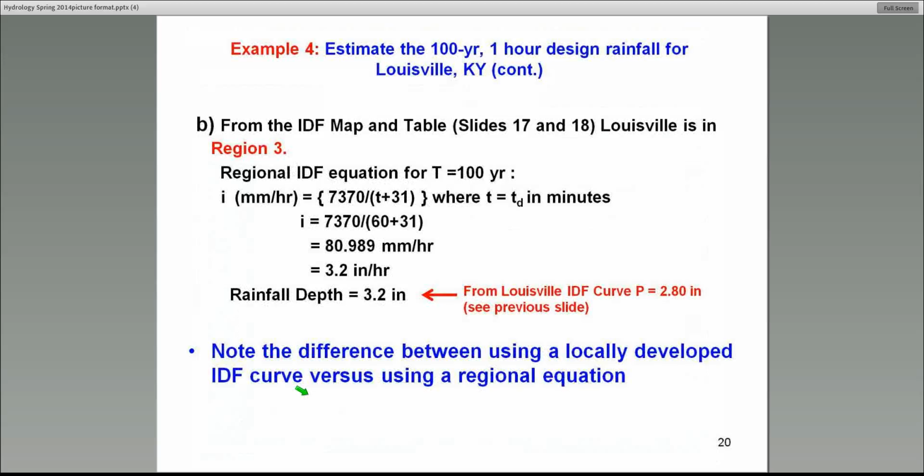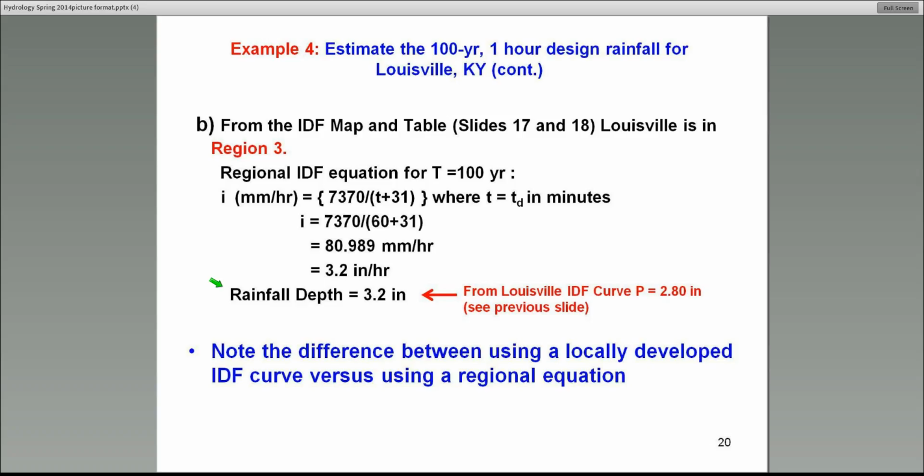Okay. Now, what I've done is set up a small example for you to show you the use of that equation as well as the IDF curves. In this case, I just chose Louisville to illustrate that point. We are in region 3, as I said. Here's the rainfall intensity. I'm going to compute basically for a duration of 60 minutes of rainfall. And in this case, the rainfall intensity comes out to be, in millimeters per hour, 90.989. That converted to inches per hour is 3.2 inches per hour. And the rainfall depth is 3.2 inches. Notice that there is a difference.